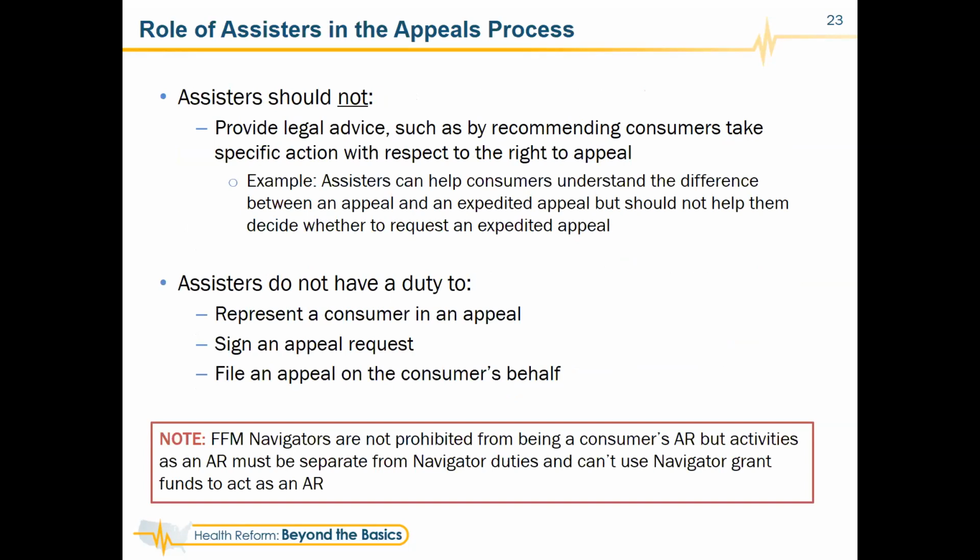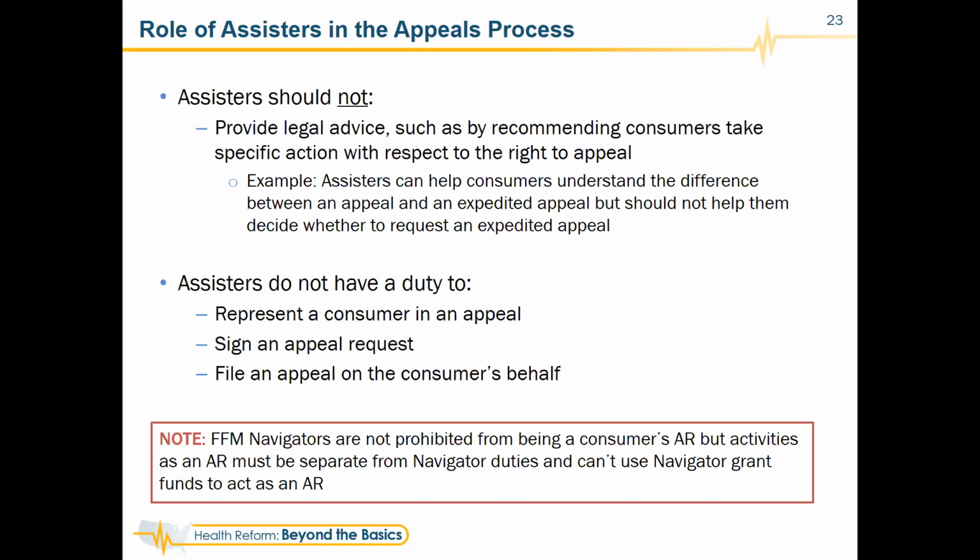What I would suggest is that assisters really should not be providing legal advice. And they don't have a duty to represent a consumer in an appeal, sign a request, or file an appeal. Again, they can do all of these in a support role without actually stepping into the role of authorized representative for the consumer. So it's really important that while assisters are not prohibited from being authorized representatives, particularly if you're a navigator funded through the federal marketplace, you actually can't use federal navigator funds to act as an authorized representative. But even if you're not in one of those roles, again, I would really think carefully about what is your role in an appeals proceeding and whether it might be better to be a support person and a witness rather than an authorized representative.